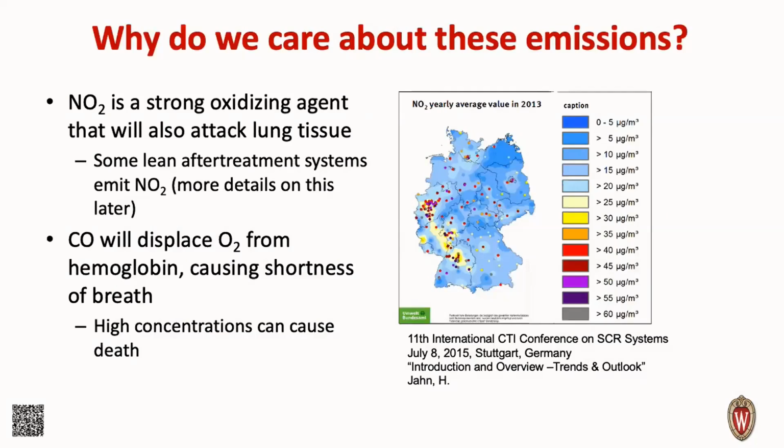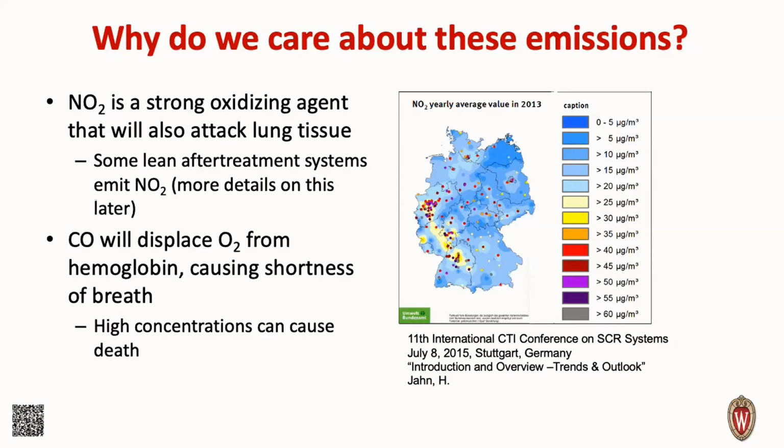So why do we care about these emission species anyway? Well, remember I mentioned that NO2 in particular is a really strong oxidizing agent, and that means it'll do things like attacking your lung tissue. So, some lean aftertreatment systems that we're going to see emit NO2, and we're going to talk about that and how we can actually make use of that NO2 in a positive way. But we definitely need to deal with it because, again, it will be really problematic. It's such a strong oxidizing agent. We don't want it out in the atmosphere.